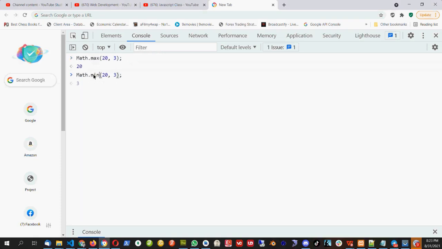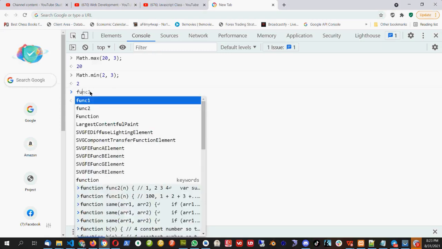Another example is Math.min. If I use min, it will tell me which number is smaller of the two numbers. So for 20 and 3, I get 3. But if I pass 2 and 3, I will get 2. So whatever is the minimum, I will get it. Now keeping this in mind, let's write one function. You have to tell me what the big O notation is for this one.